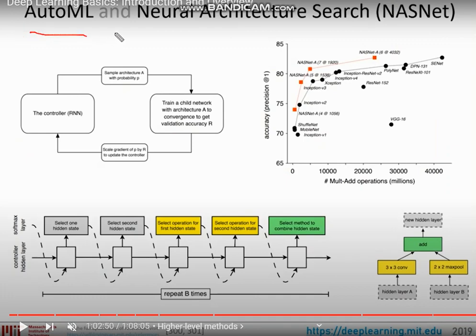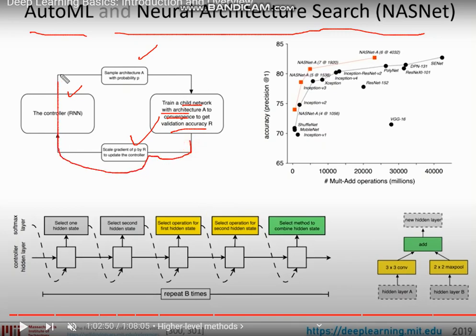AutoML and neural architecture search, such as NASNet. Here the controller RNN samples an architecture A, then trains a child network with architecture A to convergence to get validation accuracy R. So like this method.